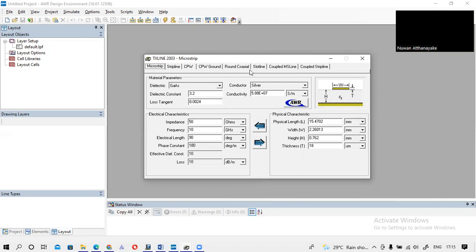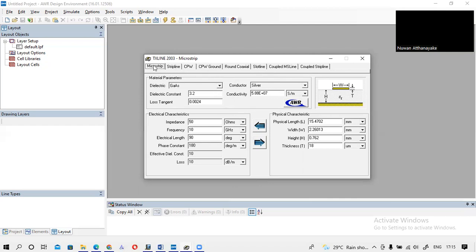So these are coaxial, slot line, MS line, coupled strip line. So there are many microwave components. Actually these are microwave transmission lines. So there are different transmission lines available, and for different transmission lines, we can calculate different parameters using this TX Line tool.